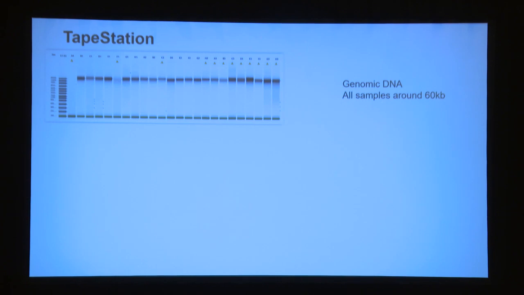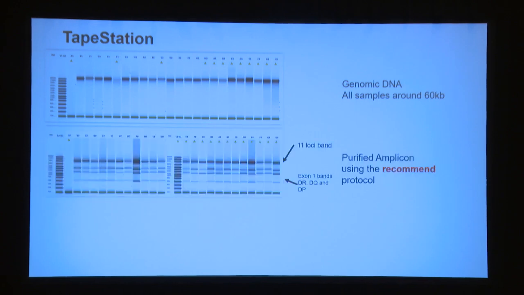Then we compared the 2 assays, the purified and the non-purified, and we ran the product, or the amplicon, on a TapeStation again. This is the TapeStation after amplification of the purified, which is the recommended method. Here you now have 4 bands. The top band represents your main amplicon. The 3 small bands are the exon 1 amplification for DR, DQ, and DP, because this is version 2. And the lower band, which is very faint, is the primer dimer, same as what you see when you run an SSP gel.